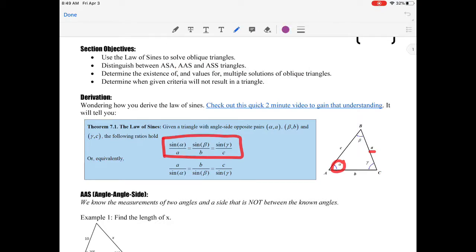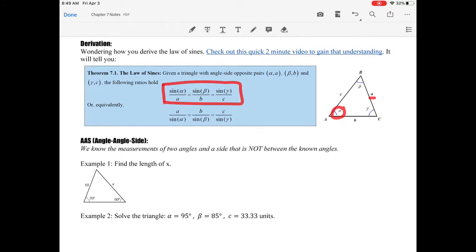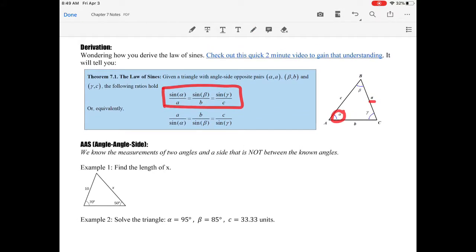There's a quick little video there if you want to watch and understand some of the rationale behind it, but in general you have to know the rule and be able to use it. There's a few different cases, and it goes back to triangle congruence. When we have angle, angle, side, we know the triangles have to be exactly the same, so we can just go ahead and apply the rule as we know.